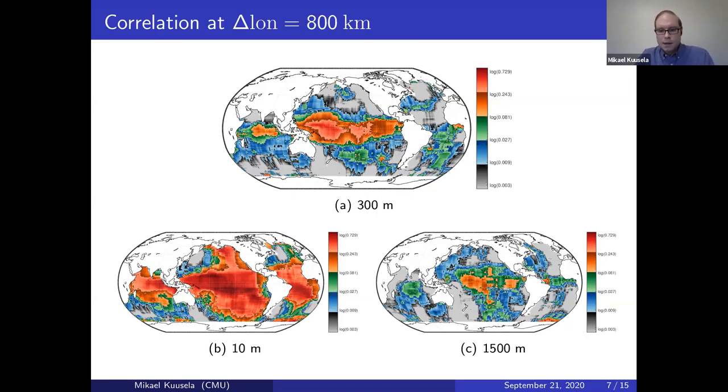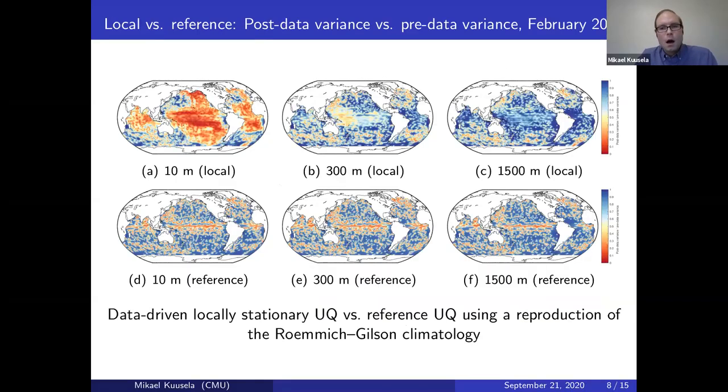So now we have this, and this procedure has various benefits. One of them is improved uncertainty quantification, so let me focus on that here. This is one way of visualizing the uncertainties. On the top row is a visualization of our uncertainties, and on the bottom row is a visualization of the uncertainties from my re-implementation of the Roemmich-Gilson climatology. These are uncertainties for Gaussian processes.